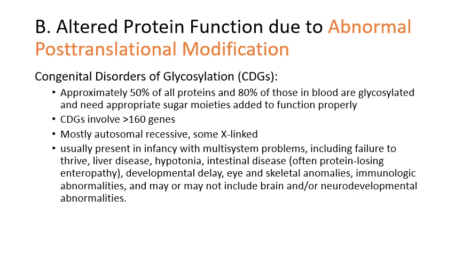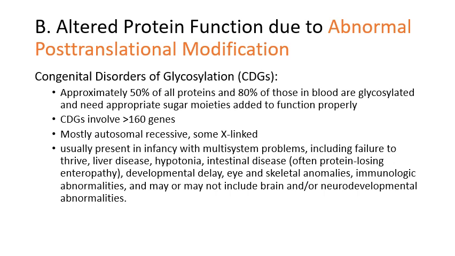If there are disorders of this glycosylation, then that can affect many organs and can cause many genetic conditions as well. Approximately 50% of all proteins and 80% of those in blood are glycosylated and need appropriate sugar moieties added to function properly. Congenital disorders of glycosylation involve more than 160 genes. They're mostly autosomal recessive, although there are some X-linked genes associated as well.